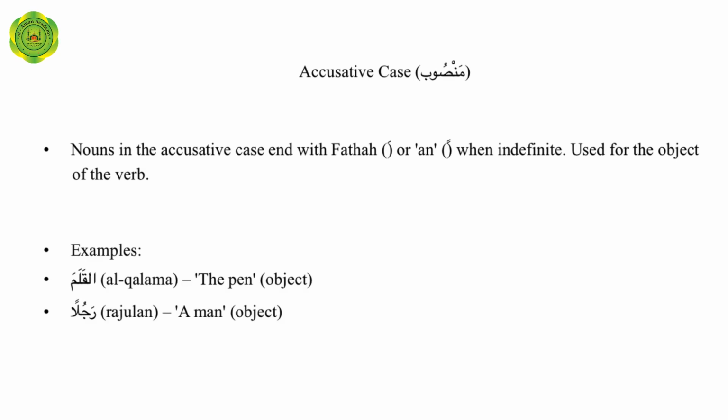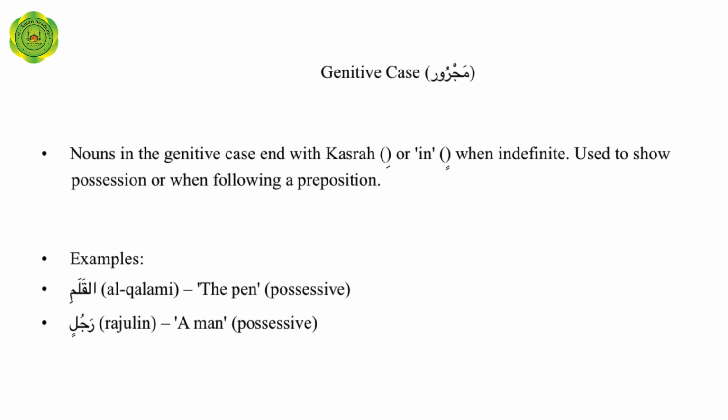Accusative case, mansoob, uses fatha or an at the end. It is used when the noun is the object of a verb. Let's see some examples. Al-qalama, the pen, rajulan, a man. Genitive case, majroor, uses kasra or in at the end. It is used to show position or when a noun comes after a preposition. Let's see some examples. Al-qalami, the pen, rajulin, a man.